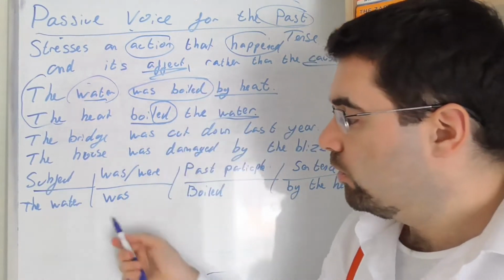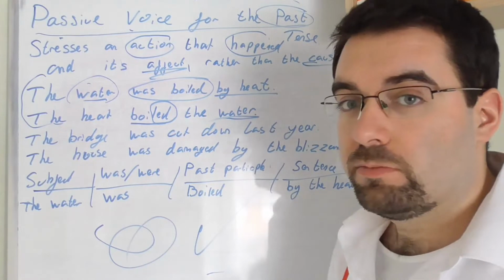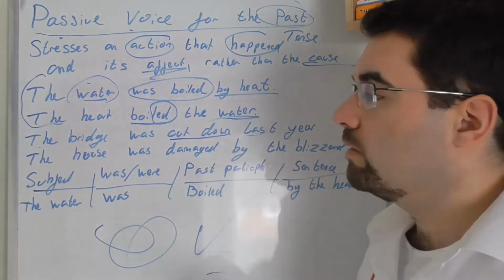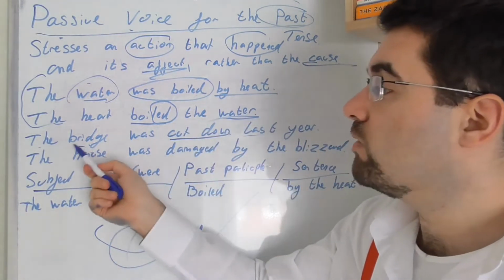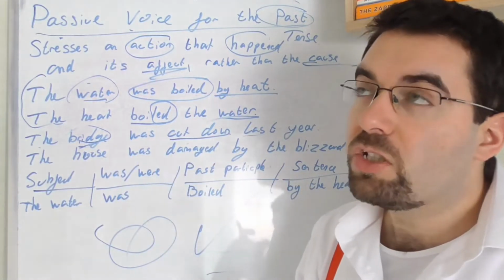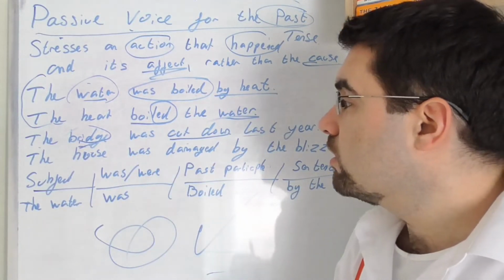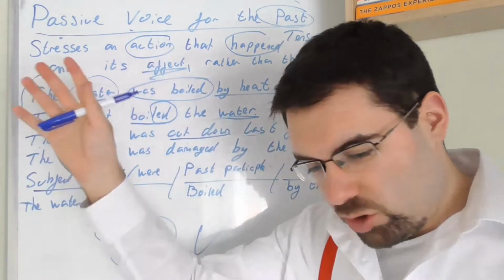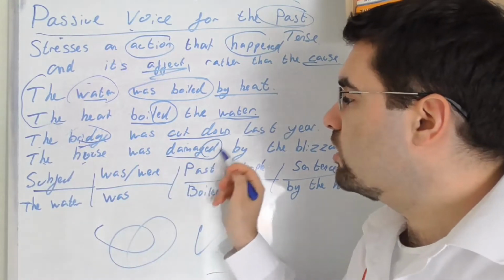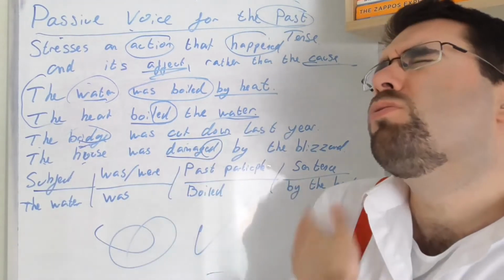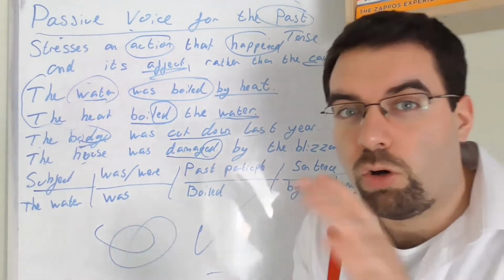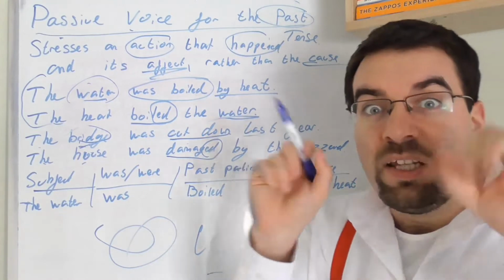The pen wrote on the board. The bridge was cut down last year. Or even the tree. The tree was cut down. The bridge, perhaps, the bridge was destroyed last year. The house was damaged by the blizzard, the cold snow, the blizzard.